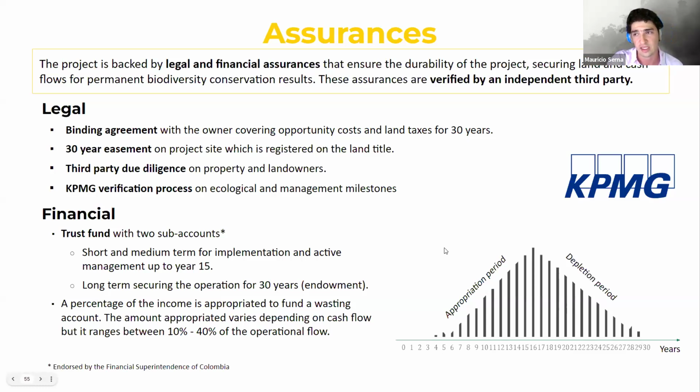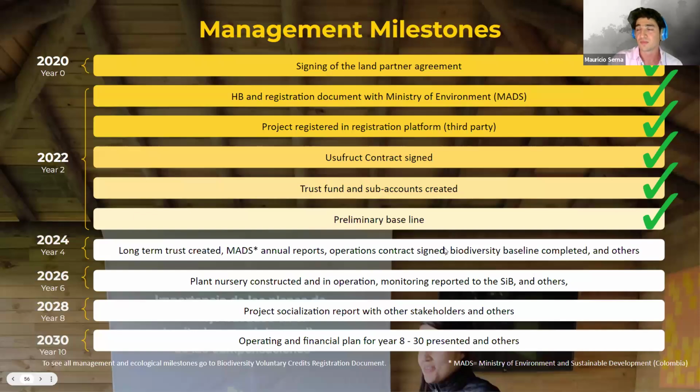Mariana has already explained this financial scheme. There's a trust with two sub-accounts, one for the short and medium term, and the other one for the long term. That's the endowment that Mariana was talking about earlier. And right now, I'm going to finish by stating the management milestones that we've accomplished.